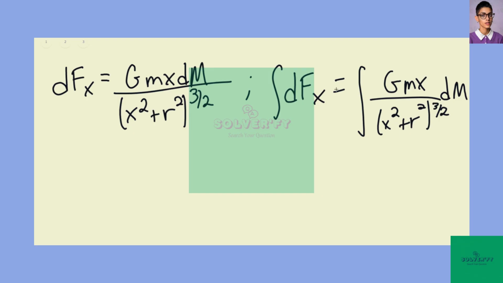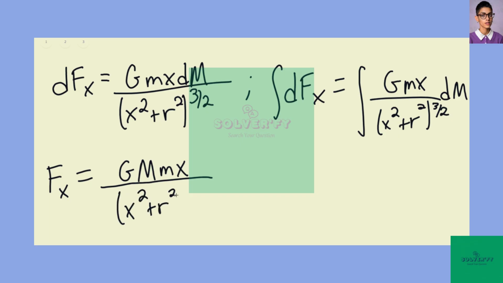And then at that point, we can simply solve the integration and say that the horizontal force is going to be equal to the gravitational constant times the large mass times the second mass times x divided by x squared plus r squared quantity to the 3/2 power. And the direction would be inwards towards the center of the ring.